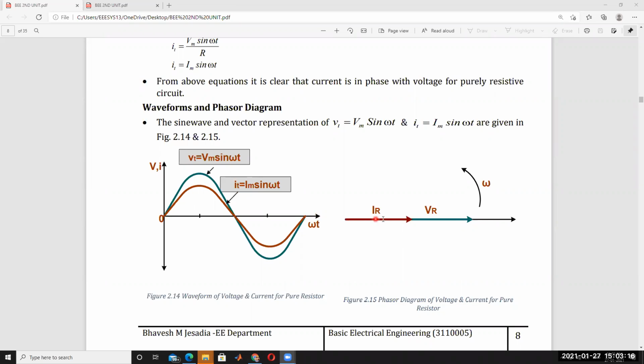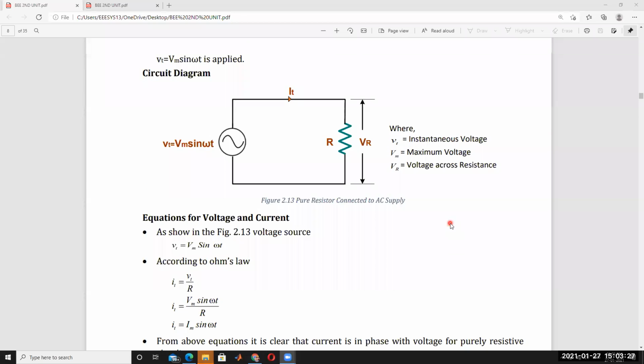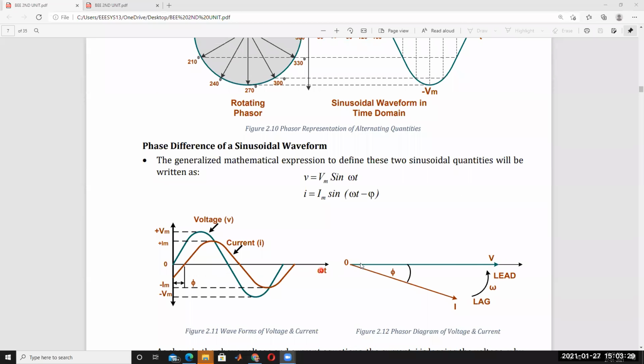That's why the current IR flowing through the resistor and the voltage across the resistor are both in phase. We have to indicate it like this. Understood? If it is not in phase, you will get an angle between these two. If there is some angle, the voltage and current are not in phase. That phase difference is called phi.